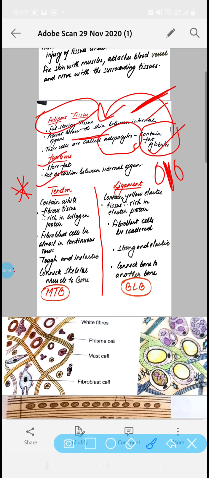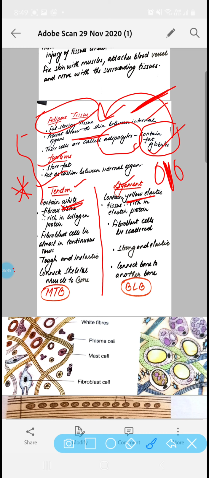Name the site of the adipose tissue where the fat globules are present. So they are adipocytes. Clear? So now we were discussing tendon and ligament. They are again types of connective tissues. Now, tendons contain white fibrous tissue. On the other hand, ligaments contain yellow elastic tissue.